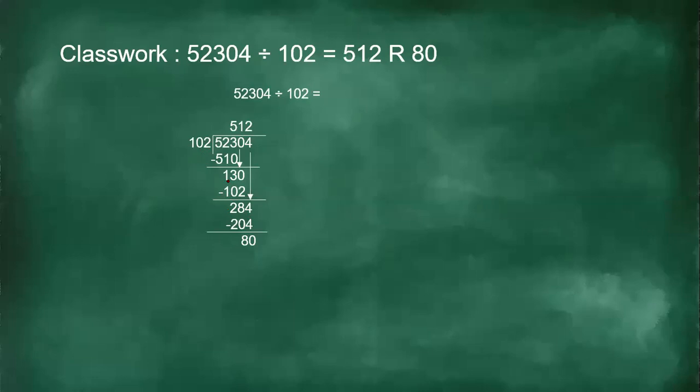It gives 2. 102 times 2 is 204. 284 minus 204 gives us 4 minus 4 is 0, 8 minus 0 is 8, and 2 minus 2 is 0. It's supposed to say 200, but it's fine.